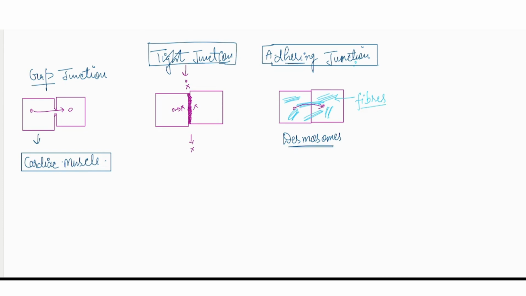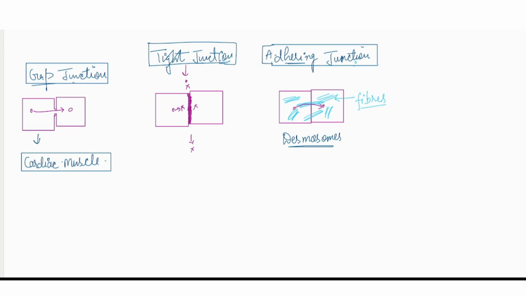Right? So the junction in which there is no communication is the tight junction, and where there is a gap between the two cells, the molecule is transported with the help of that gap, a smaller molecule or a bigger molecule, both can move from one cell to another cell. That would be the gap junction, right? So that type of junction is the gap junction. These are the three types of junction.